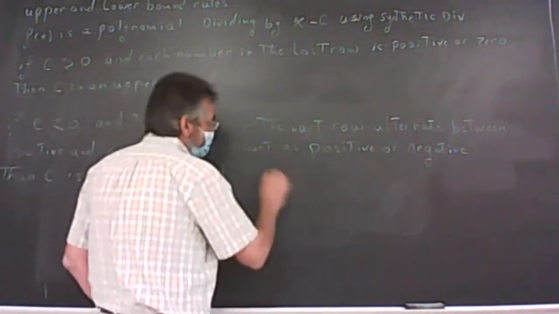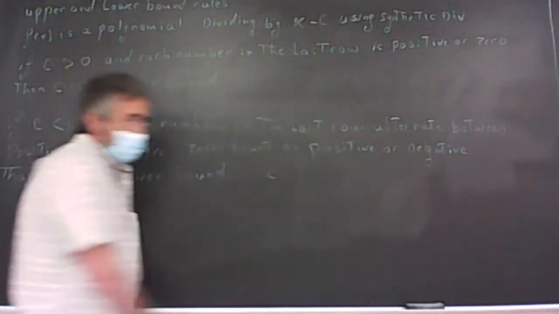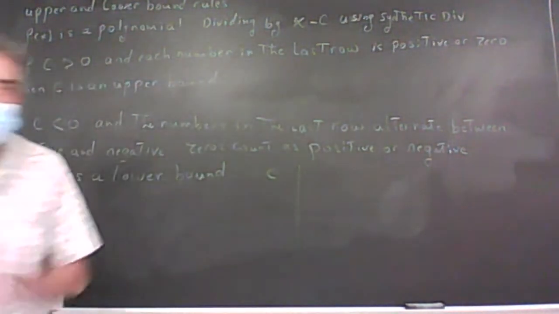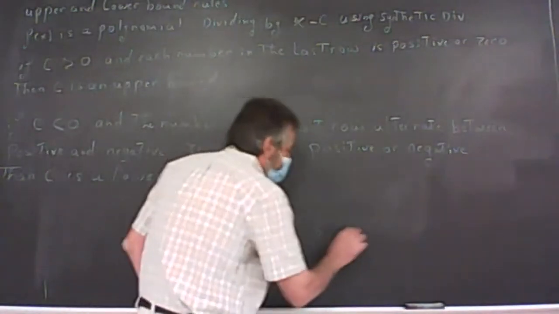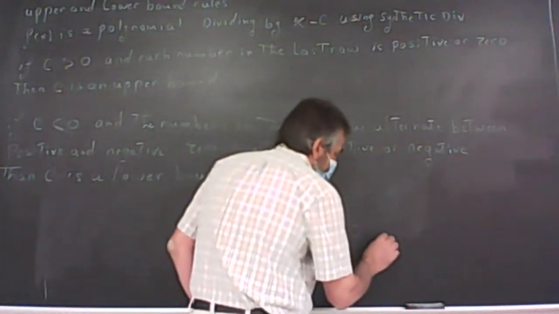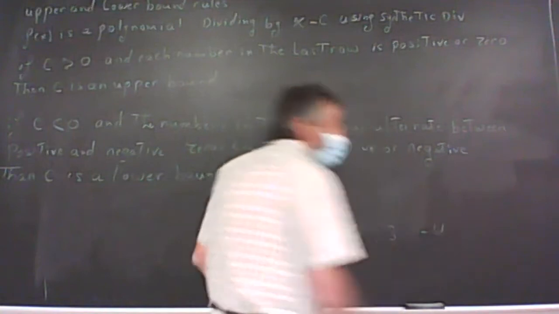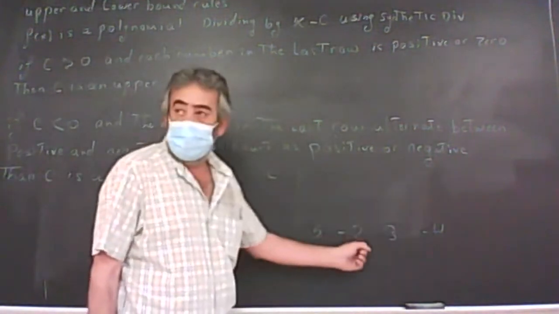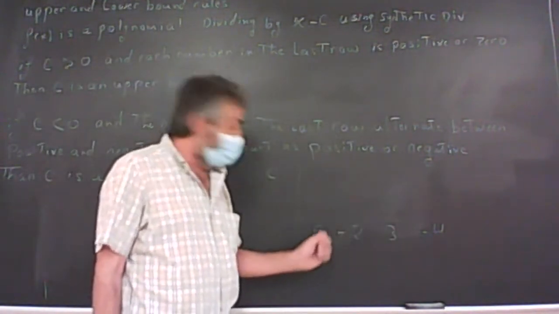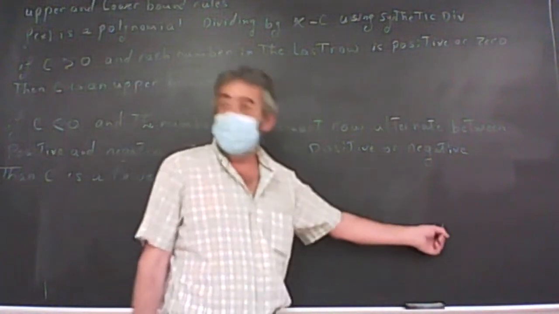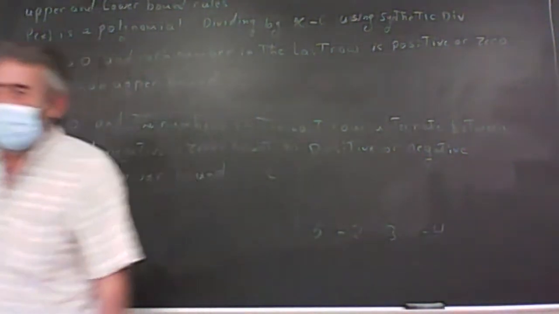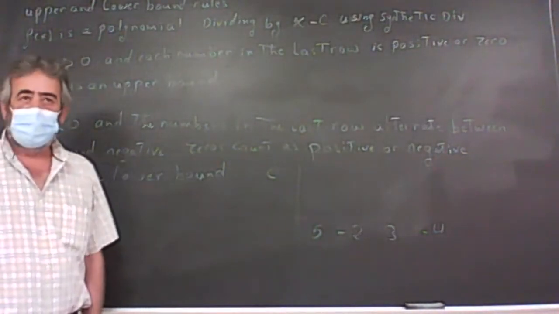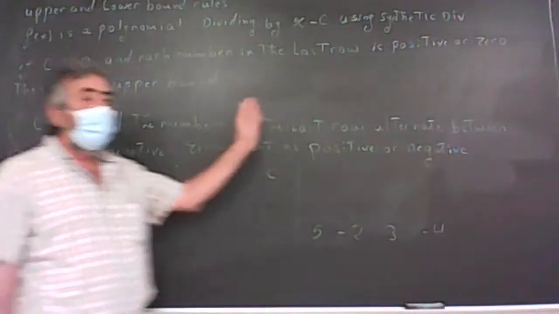So for instance, this is my c. This is my last row over here. After I do the division, I ended up with, say, 5, negative 2, 3, negative 4. What happened to these? These numbers alternate: positive, negative, positive, negative. So that means the following. Nothing below c is going to be a negative zero. It's going to give me a 0. Okay? So c is my lower bound.